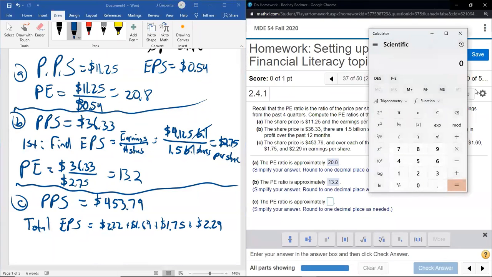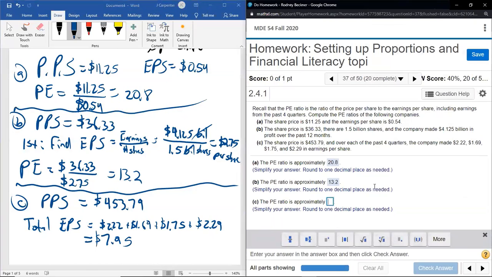2.22 plus 1.69 plus 1.75 plus 2.29. Double check my numbers. My vision's a little off today for lots of fun reasons. 2.22, 1.69, 1.75, 2.29. Okay, 7.95 sounds accurate. So the total EPS is 7.95. Okay, well that was the answer, right? Question mark. 7.95. Spoilers, it's wrong.